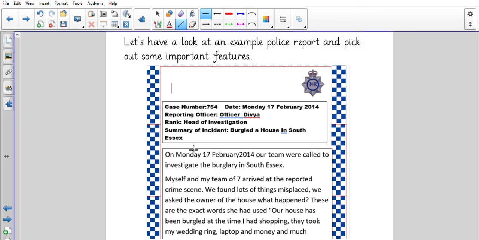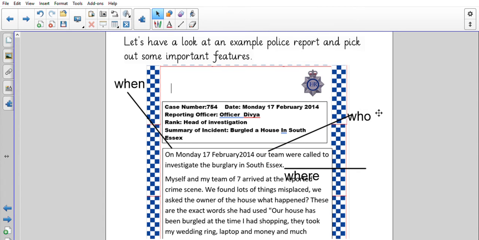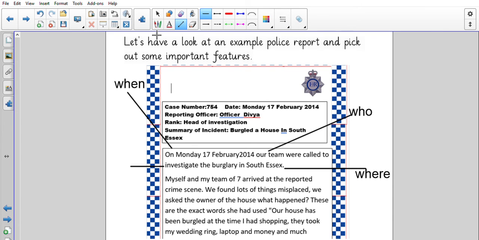So some of the main important features are your 5 W's. So we've got when, we've got where, we've got who, because it was our team, and we've got what, they investigated the burglary. Okay, so they are some of the main features of a police report. You need to make sure you use those at the start of yours as well.